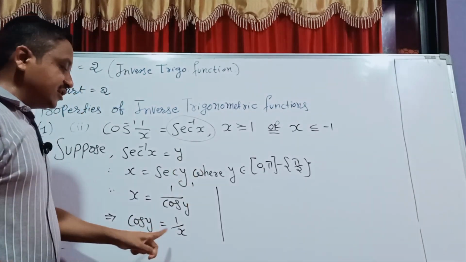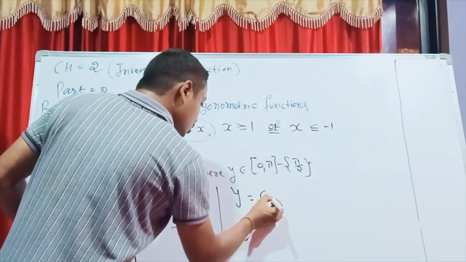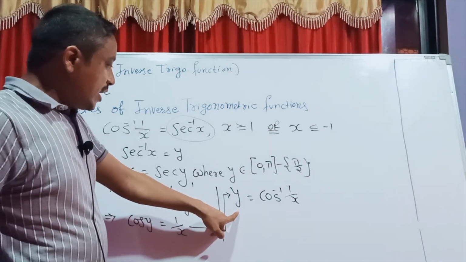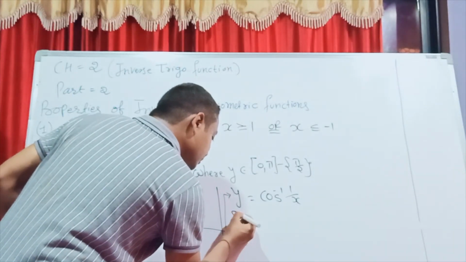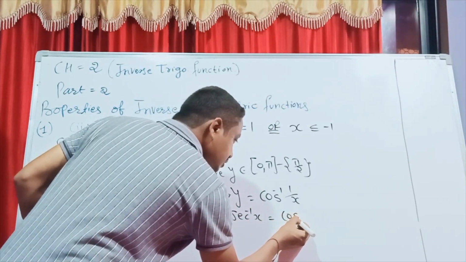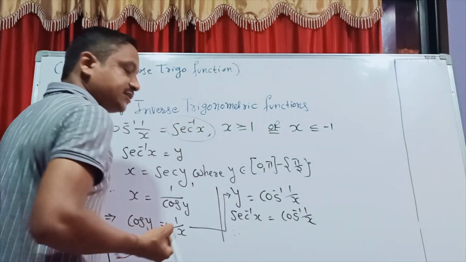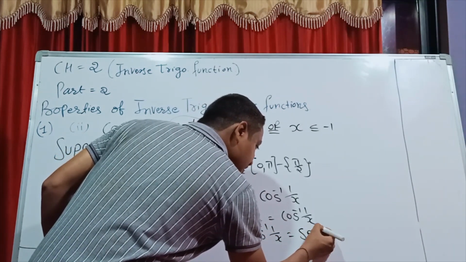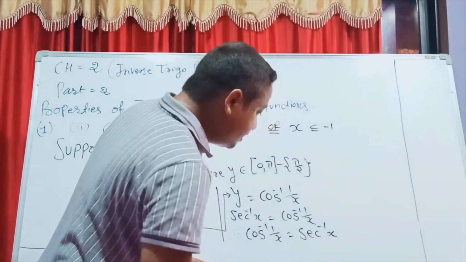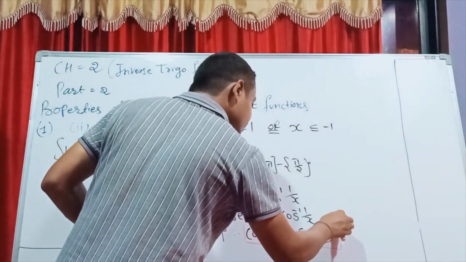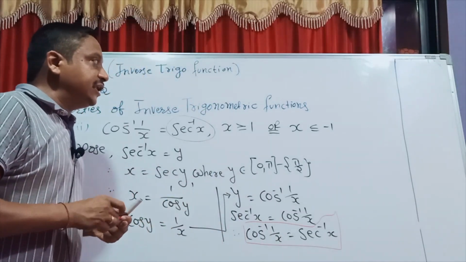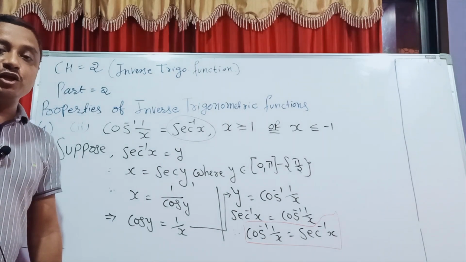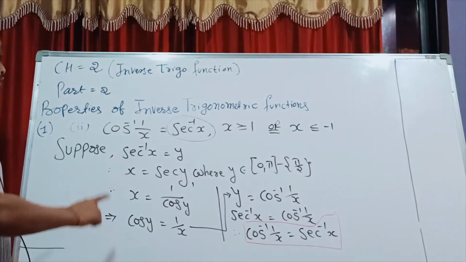And that value, students, I further calculate. So y is equal to cos inverse 1 upon x. Now the y value you already assumed, so sec inverse x is equal to cos inverse 1 by x. Finally, I rearrange: cos inverse 1 by x is equal to sec inverse x. And here the easy second part of the first property is done. So write properly. After that I take the third part of the first property.